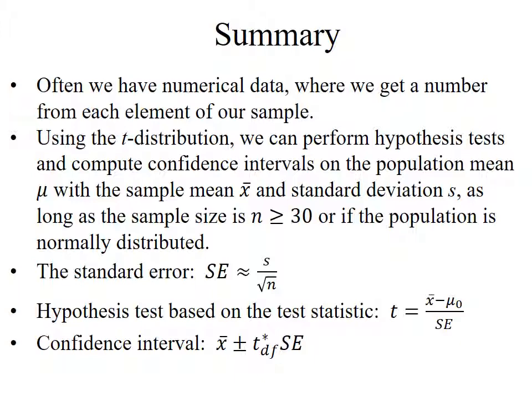To do a hypothesis test, we compute our test statistic, t, as being our sample mean x bar minus the mean of the population, as given by the null hypothesis. We take that difference and then we divide it by the standard error. And we can compute a confidence interval by taking our sample mean x bar, and we add and subtract our margin of error, which is our critical t value times the standard error.